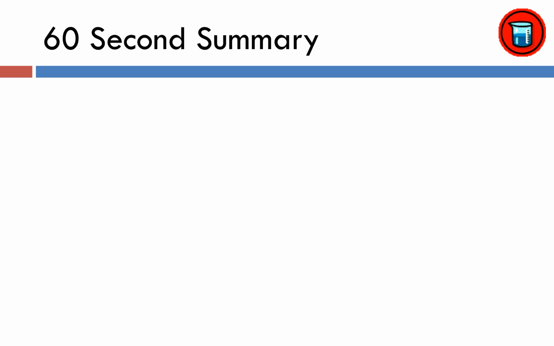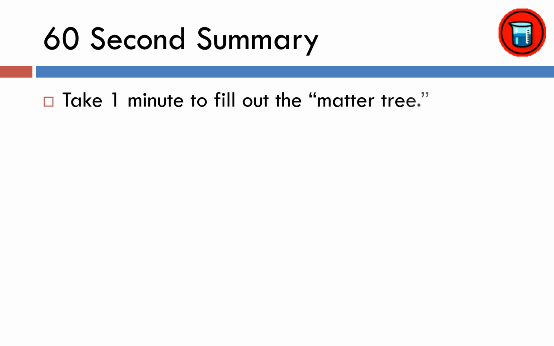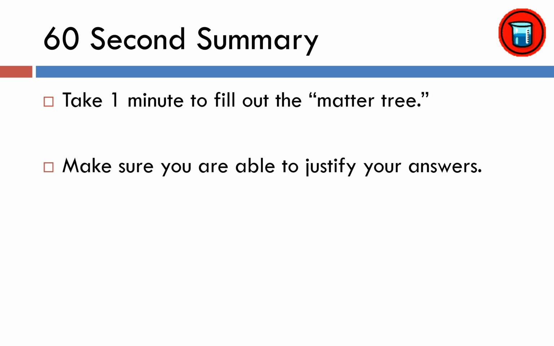Okay, again, if you look at page 7 in your notes, 60-second summary is a little different. You've got something called a matter tree. Based on today's lesson, hopefully you know that we can break matter into 2 different categories, and from there break each of these categories down into 2 more. So take a moment, fill it out, and make sure that you are able to justify your answers. Keep working on the practice problems. Don't forget to check your work.